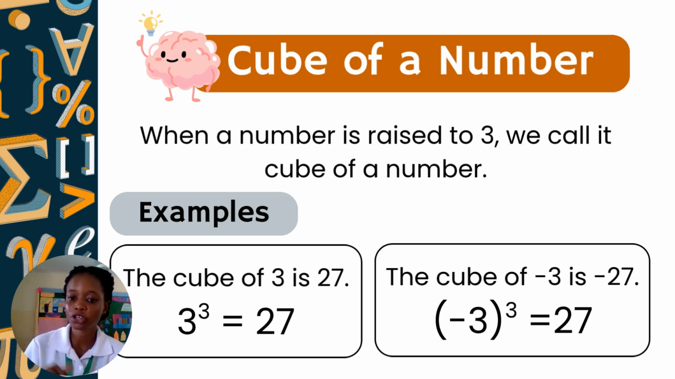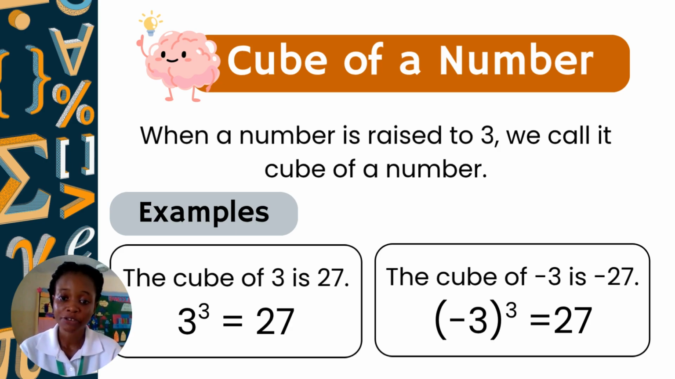So 3 times 3 is going to give us what? 9. And 9 times 3 will give us what? 27. So the cube of 3, which is 3 raised to power 3, is what? 27. The cube of minus 3 is minus 27. Minus 3 times minus 3 will give us what? Plus 9. Plus 9 times minus 3 will give us what? Minus 27.